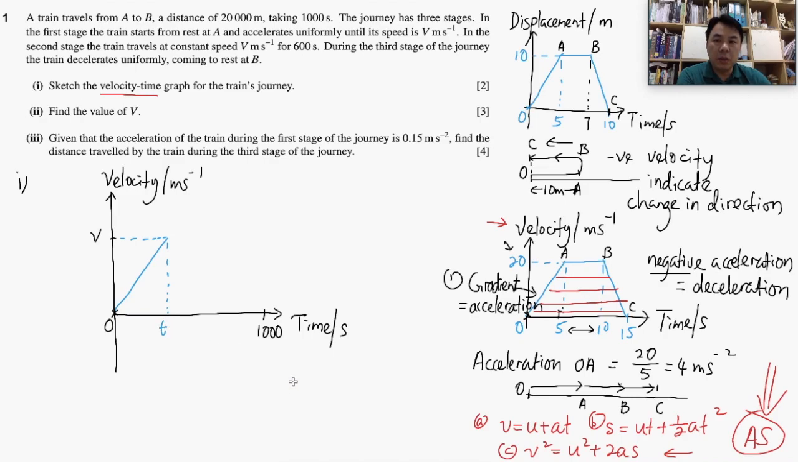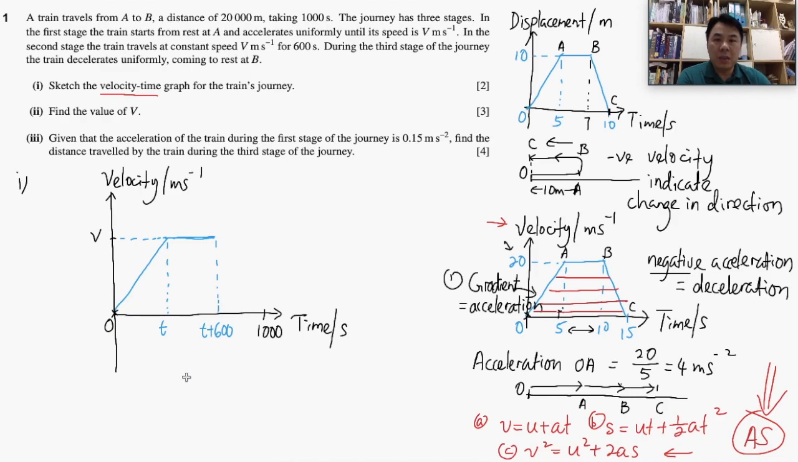In the second stage, the train will be moving at a constant velocity v here, constant velocity v for 600 seconds. Which means it will reach t plus 600, because initially it took t seconds to reach that position, and then after that it maintained a constant speed for another 600 seconds.